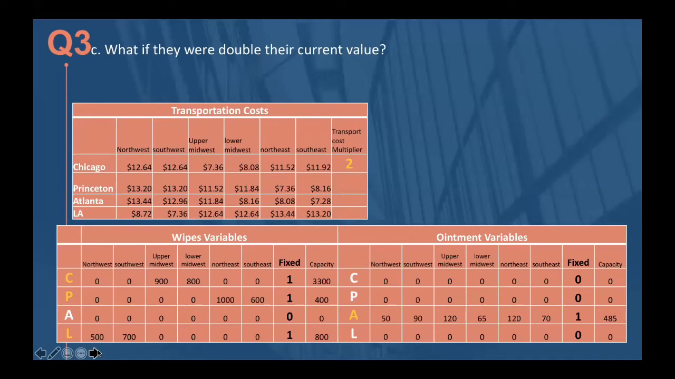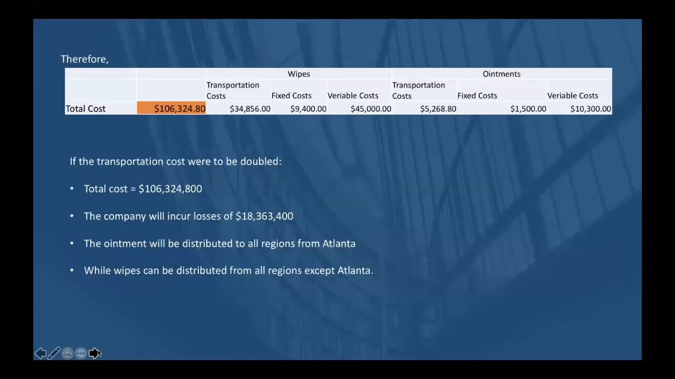So as you can see, our demand is met by different places, by different plants. And by this, we can see, in the next slide, that the total cost actually increases by a lot. This is now $106,324,800, and the total production cost has increased by $18,363,400, which is a really big raise. And this can actually make our profits into losses. So for this, we need to consider that the ointment will only be distributed from Atlanta, while WIPES can be distributed from all regions except Atlanta. So this will be all from me, and these are the analyses that we have already conducted.